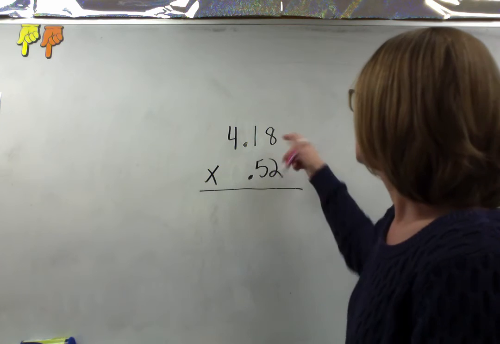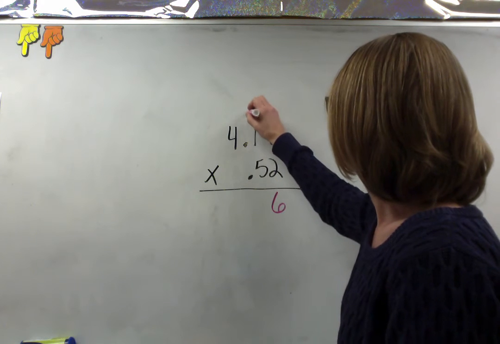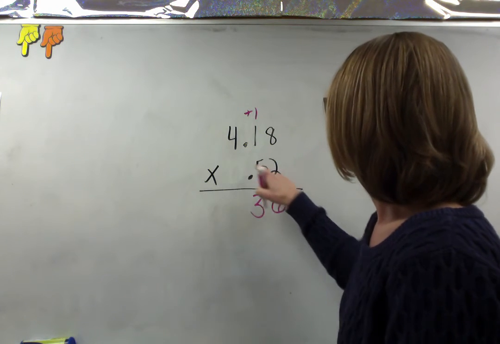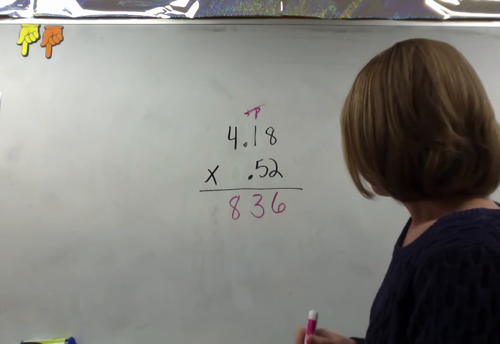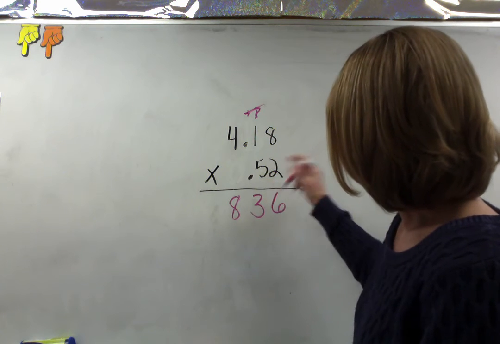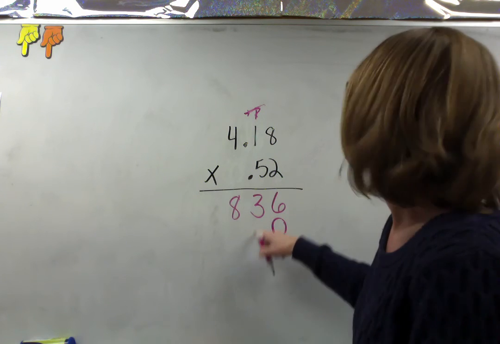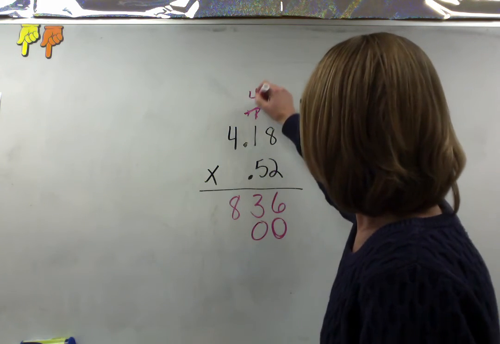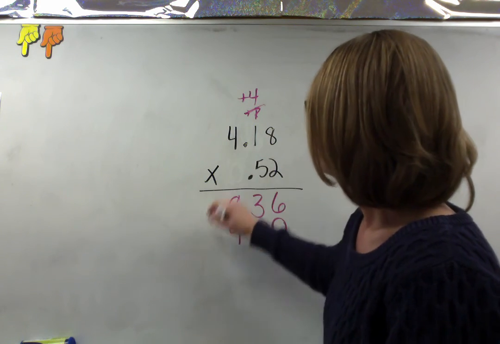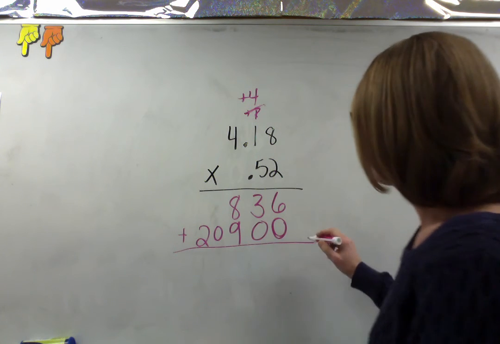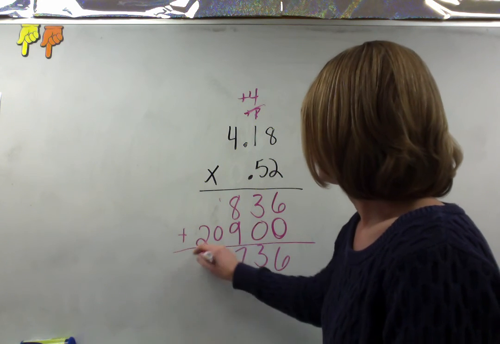So we've got 2 times 8, which is 16. 2 times 1 is 2, plus that 1 is going to be 3. 2 times 4 is 8. Okay? So we've got our first set done. Now we're going to multiply by the 5, but before we do that, we have to remember to put the 0, so our answer starts underneath the 5. So we have 5 times 8 is 40, carry the 4. 5 times 1 is 5, plus the 4 we carried is 9, and 5 times 4 is 20. Now we're going to add those both together. We get 6, 3, 17, carry the 1, 1, and 2.